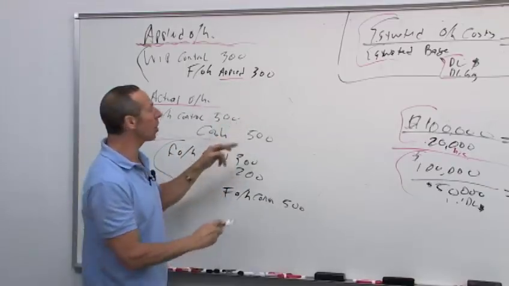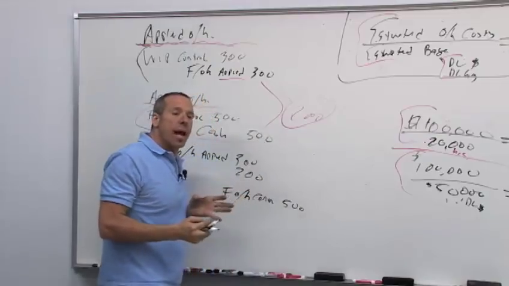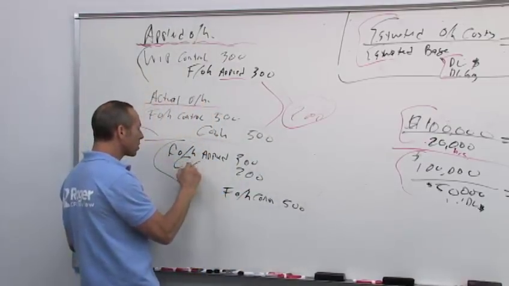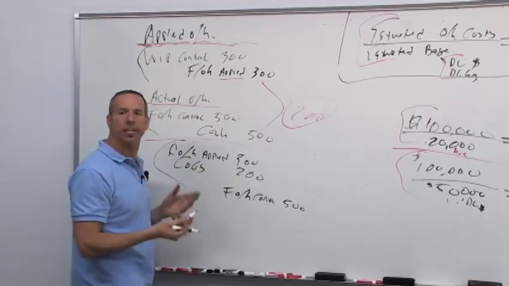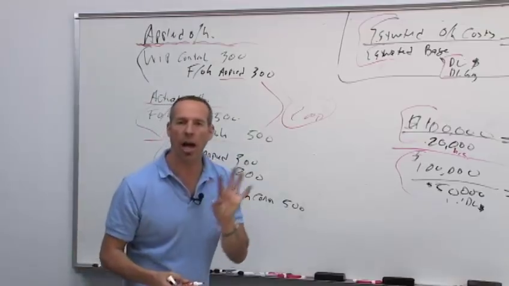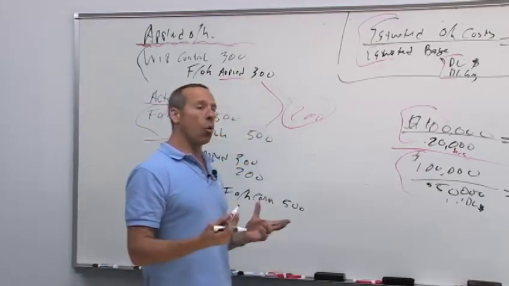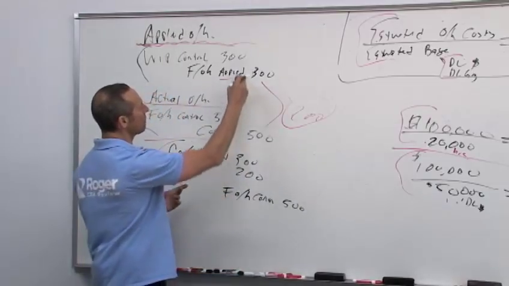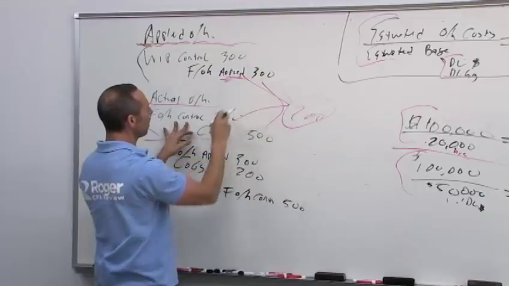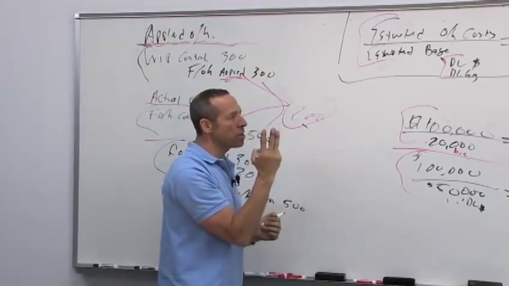I'm under applied by what? By $200. So what does that mean? My costs really are higher. So therefore, cost of goods sold is generally increased for the extra $200, because I was under-applied. Now this is going to be important when I teach you variances, because what we're going to do in variances is figure out what happened here. Why did I apply $300 but really spend $500? What was the problem?